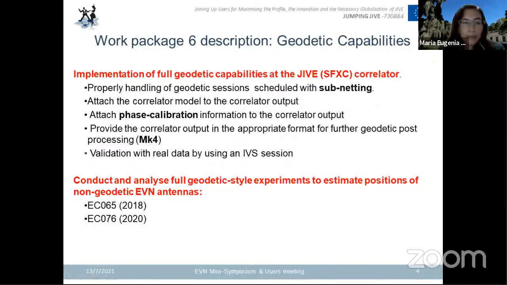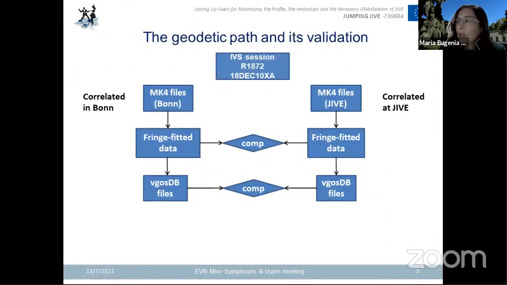In the end, we conducted 2 sessions in K-band, EC065 and EC076, in 2019 and 2020 respectively. Okay, how do we validate the path?